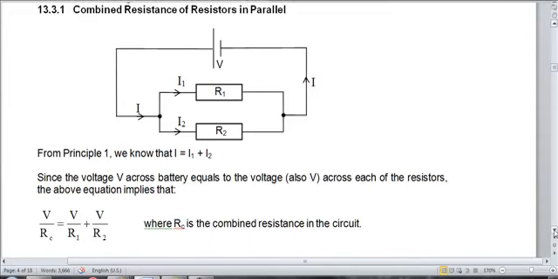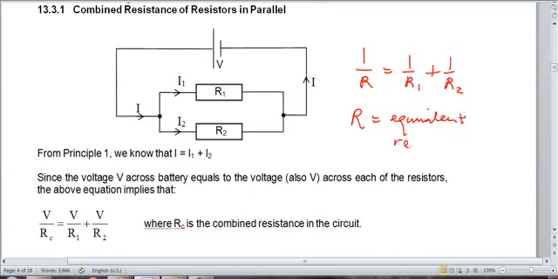So let's consider two resistors connected in parallel. Now every one of you knows the formula we're going to derive: 1 over R equals 1 over R1 plus 1 over R2, where R is the equivalent resistance value of the two in parallel.